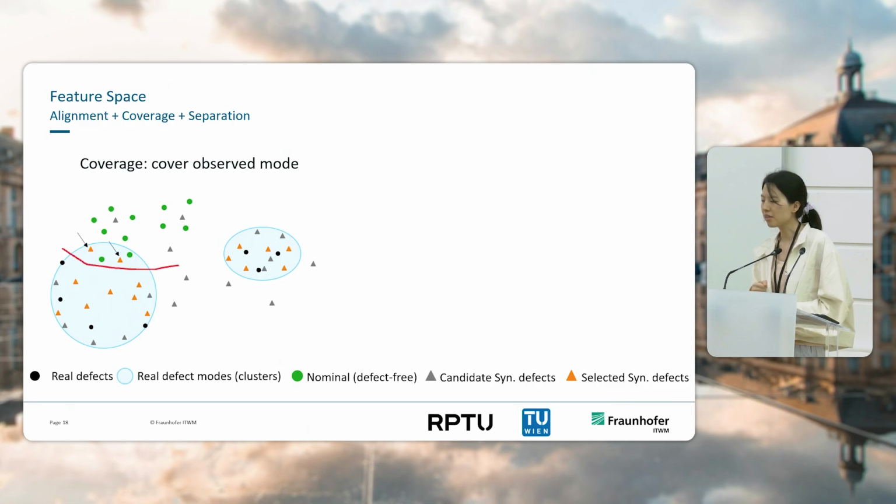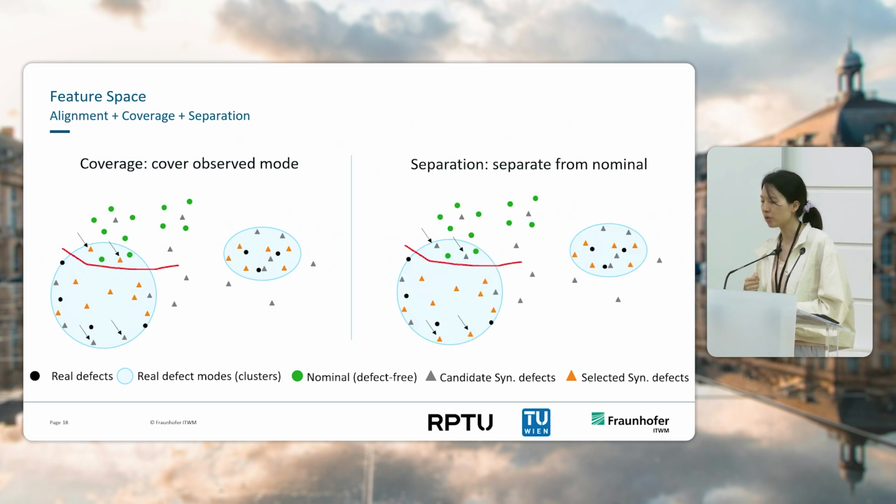However, this may still select samples that are hard to distinguish from nominal data. So we add a separation term to push the selected synthetic defects away from the nominal samples. Overall, we first generate a large synthetic candidate pool, then select a useful subset, considering measures of alignment, coverage, and separation to describe the feature distribution.